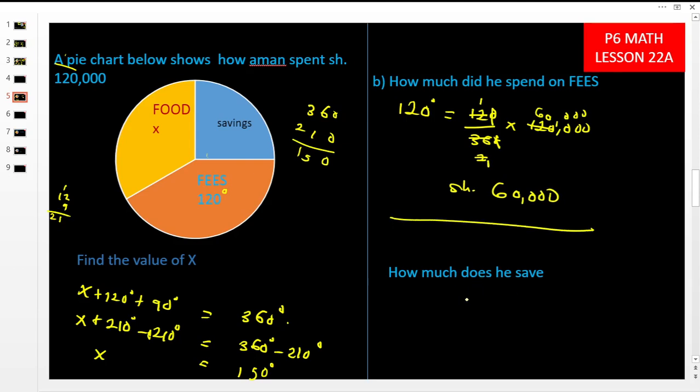So how much does he save? So savings, he saved 90 degrees. That is 90 out of 360, times the total amount, 120,000. A 0 is a 0. By 9, 1 by 9. There are how many 9s in 36? There are 4 9s. By 4, 1. How many 4s are in 12? There are 3. So he saved 30,000 shillings.